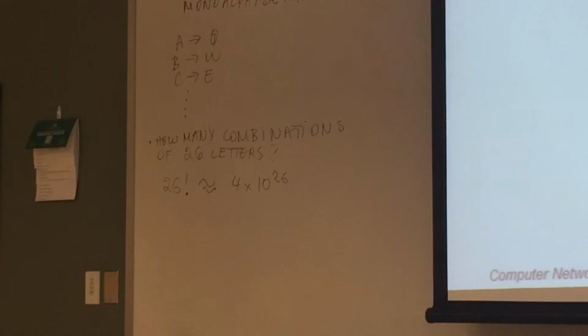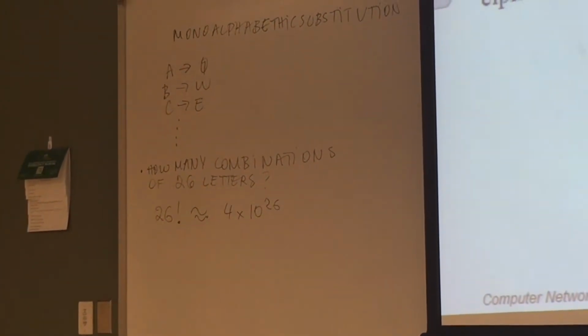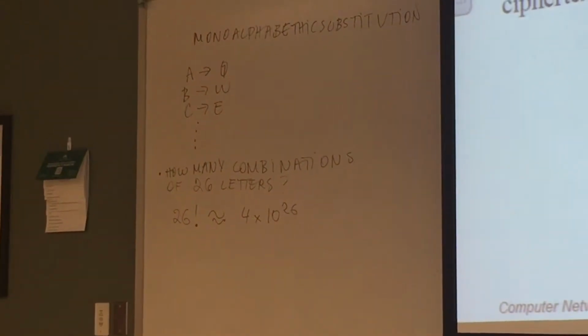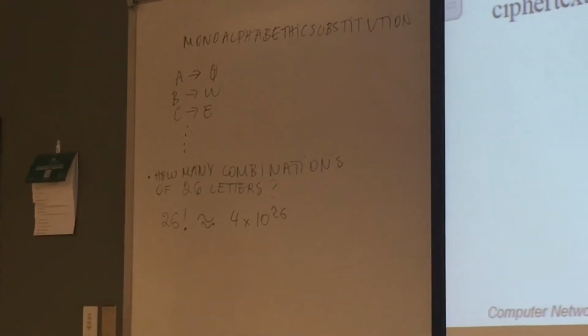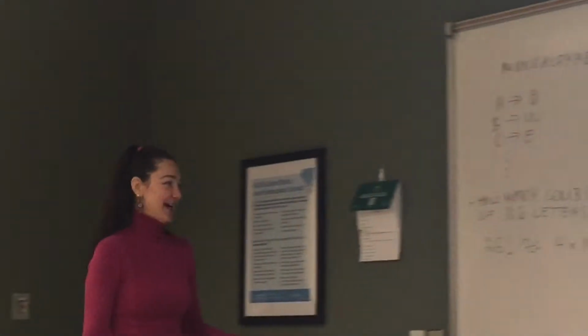So this is not the weakness of the algorithm. This is the strength of the algorithm. How can this be broken? Guessing every single possible one, that makes sense. That's a brute force attack.